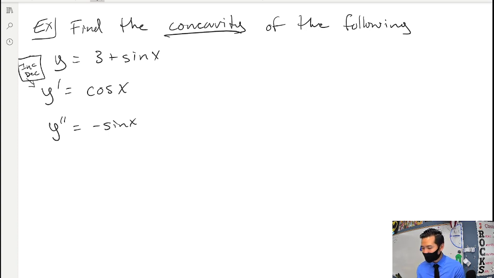Oh, I forgot. This problem needs to be on an interval, or else we'll be doing this for infinity. Let's do this on the interval from 0 to 2 pi. That's the standard for trig functions, right? From 0 to 2 pi. I'm sorry, Stephen, were you about to say something?